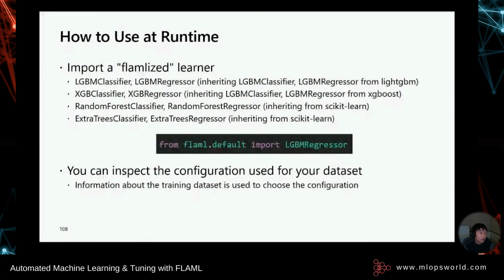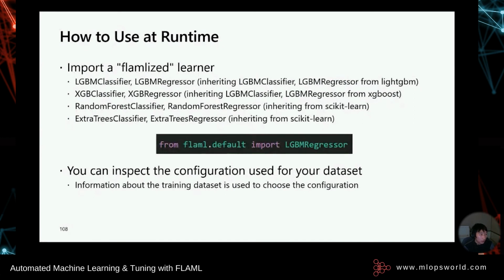The easiest way to leverage this technique is to import a FLAMLized learner of your favorite choice and use it just as how you use the learner before. The automation is done behind the scene. The current list of FLAMLized learners are these. They work for classification or regression tasks. So what's the magic behind the scene?